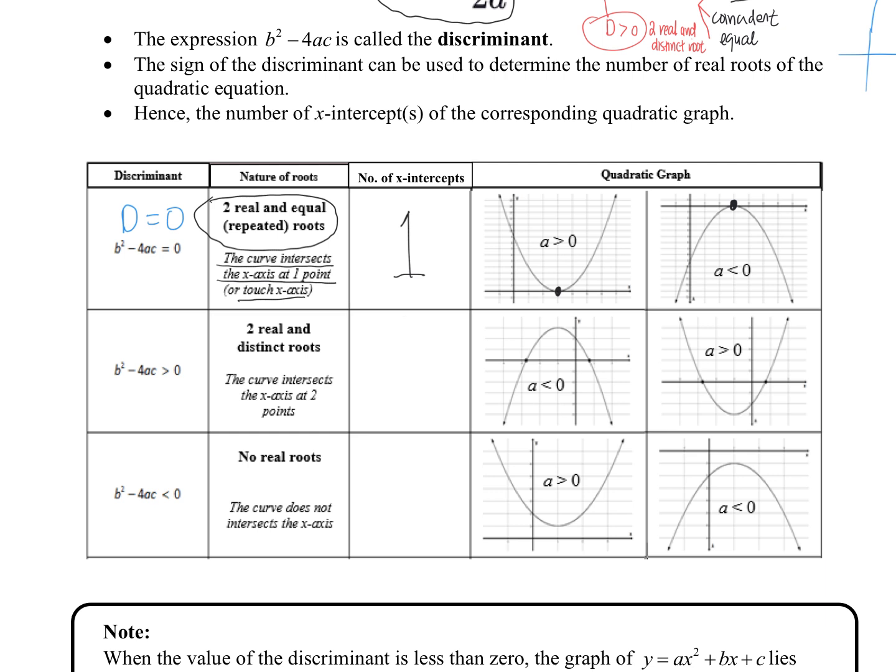So next one is this one. When discriminant is greater than 0, it means 2 real and distinct roots. It means it intersects the x-axis at 2 points. So you will see 2 intersections. Whether it's a minimum curve or a maximum curve, it will cut at 2 points. Last scenario, discriminant less than 0. It does not intersect the axis at all. When it's a minimum graph, it's always a positive graph. When it's a maximum graph, it's an always negative graph.